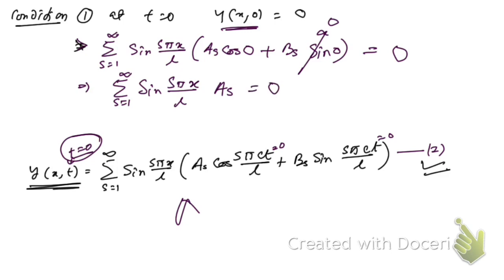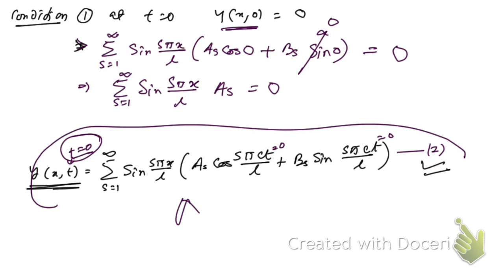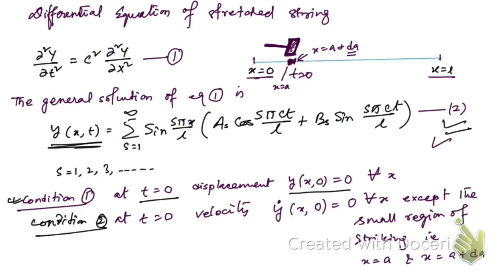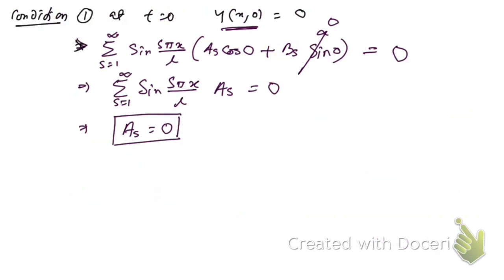So from here, let me clean this equation number 2, which is already written in the previous slide. So this equation implies that as is equal to 0. Now let's put this value of as in this equation number 2.